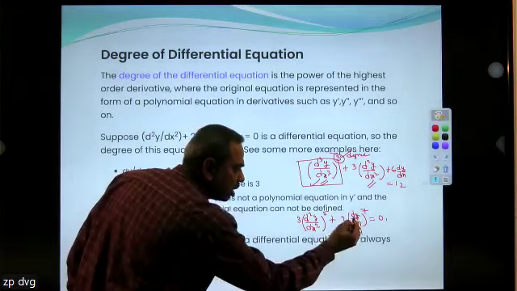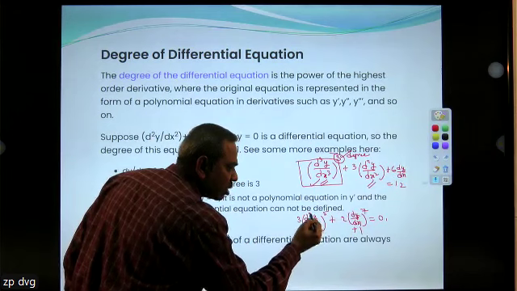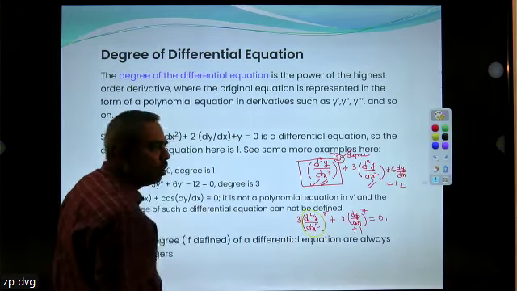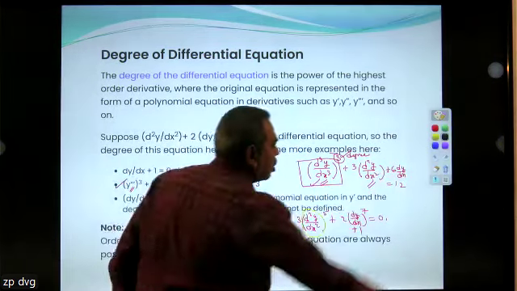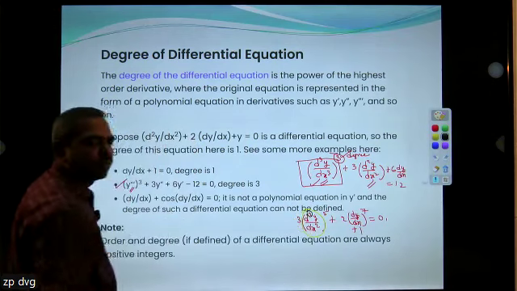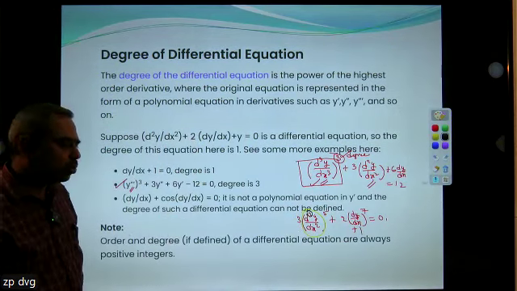Now tell me, here dy by dx is there. Here d square y by dx square is there. Which is the highest derivative? This part is said to be the highest derivative. So for that highest derivative, this is said to be the order. Got it? So that order is nothing but 2.